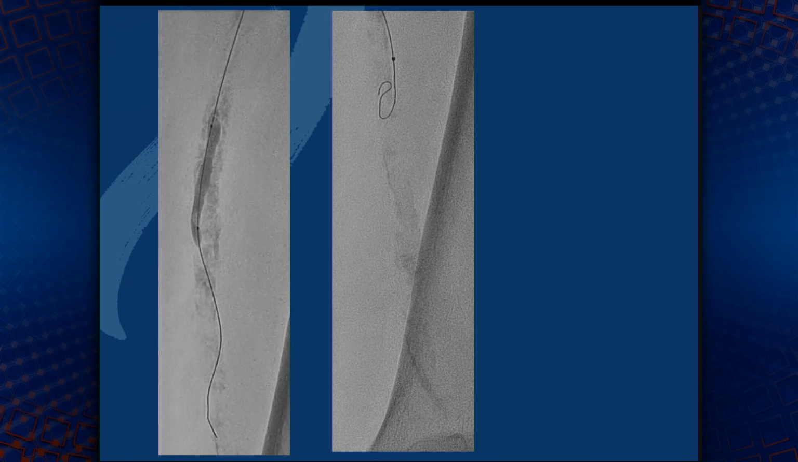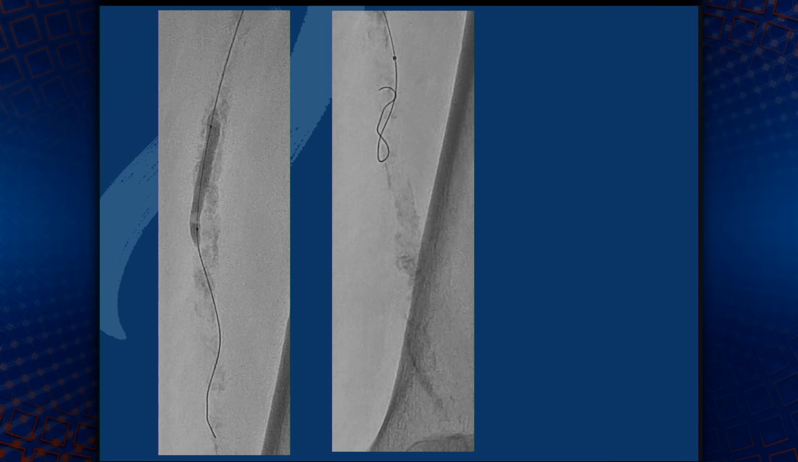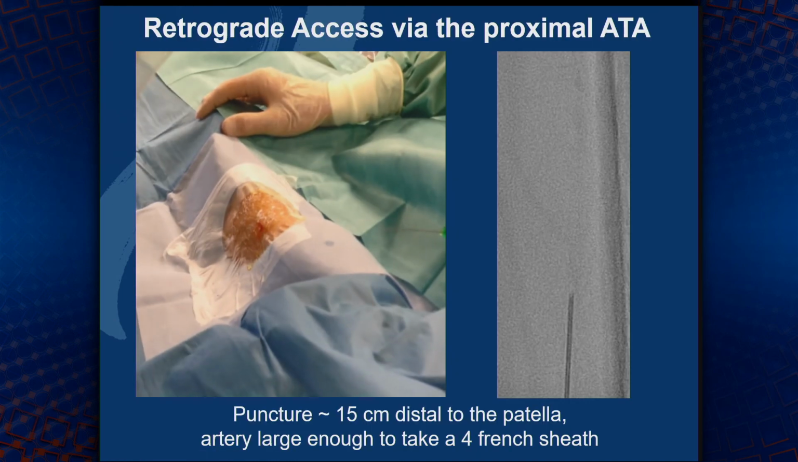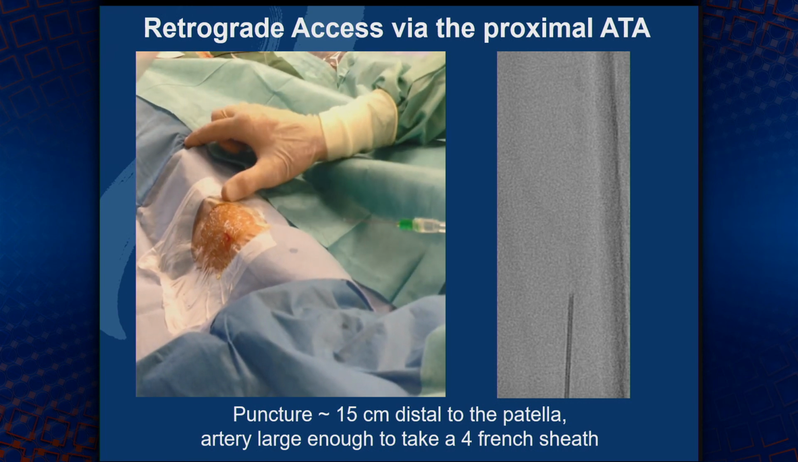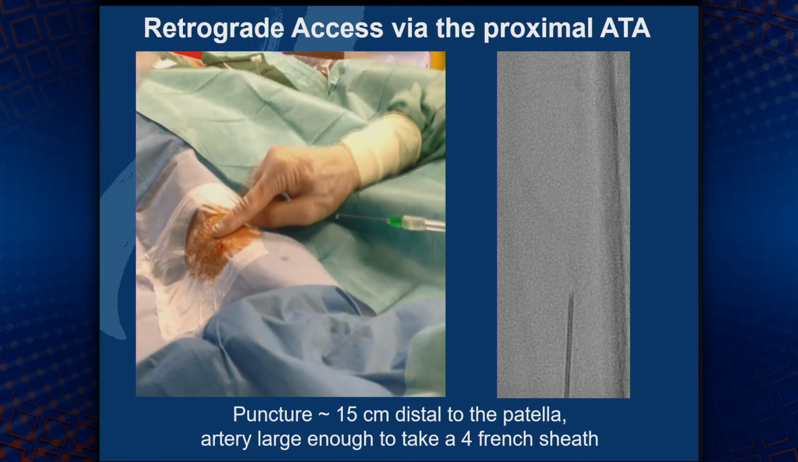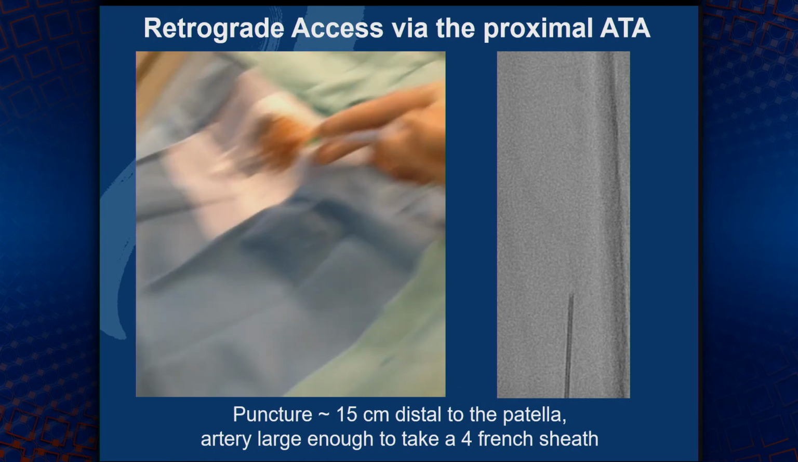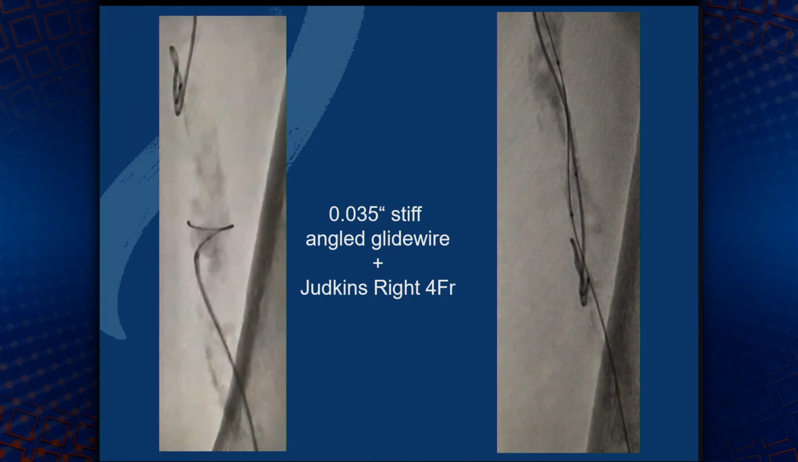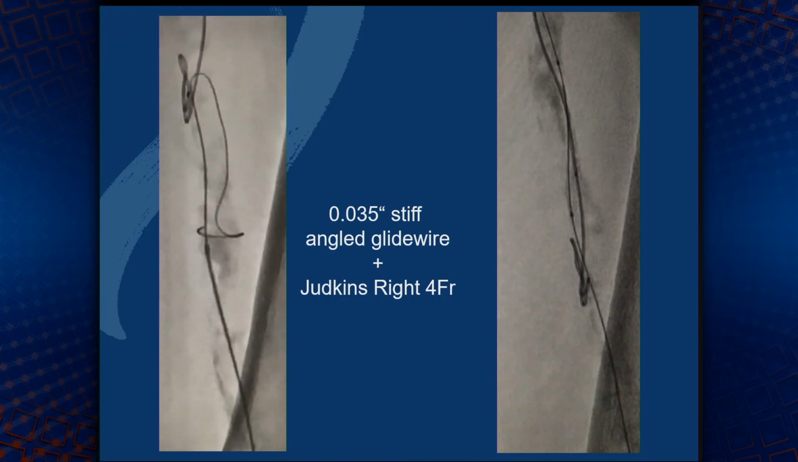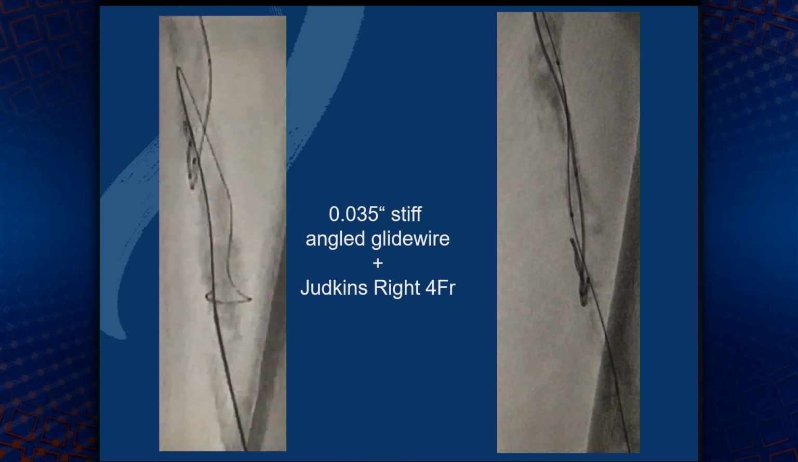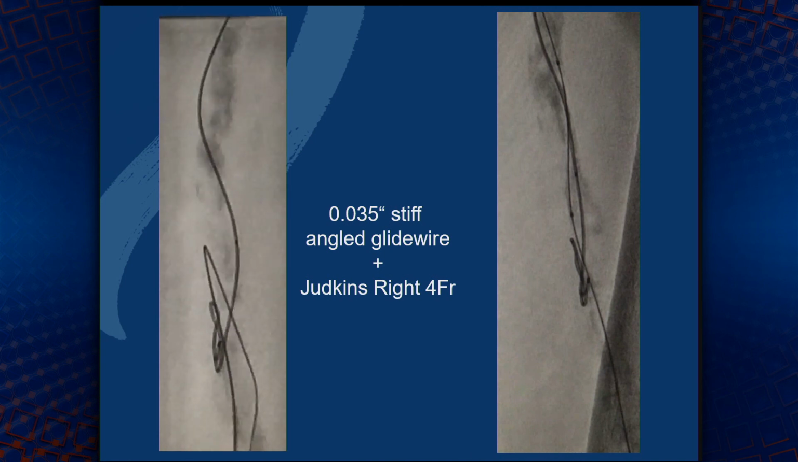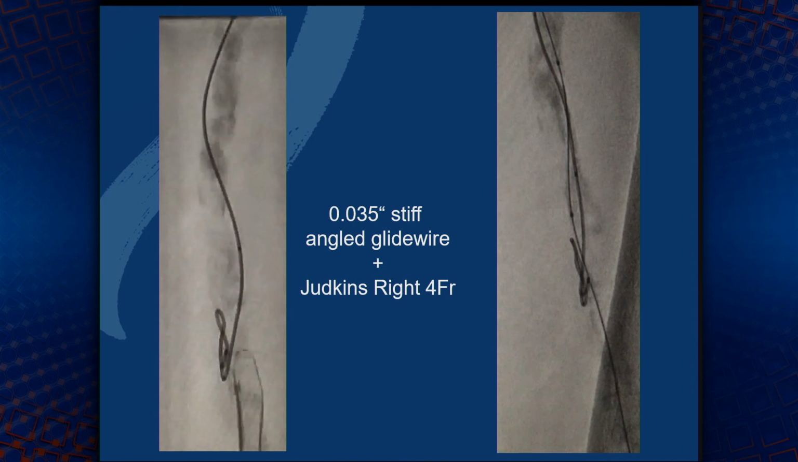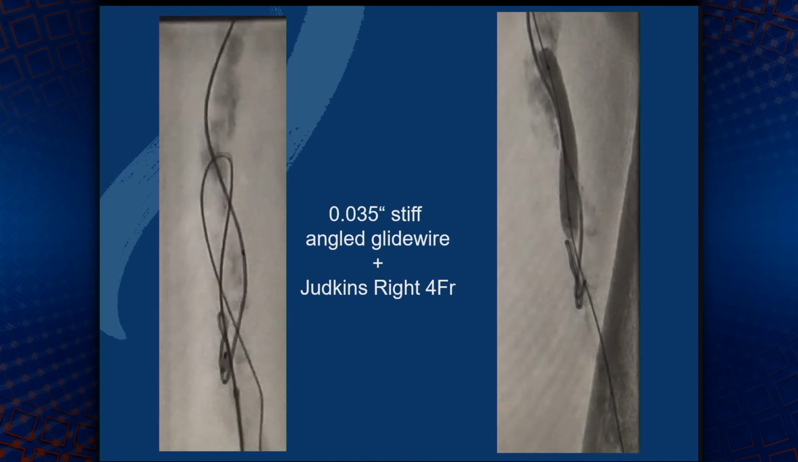What we did in this case was also try to get a guide wire through the lesion via antegrade access, which was not possible, so we punctured the proximal tibial anterior around 15 centimeters distal to the patella, where it's large enough to take a 4 French sheath. Afterwards we managed to get through the lesion with a 0.35 stiff angled Glidewire and a Judkins Right 4 French catheter from below.